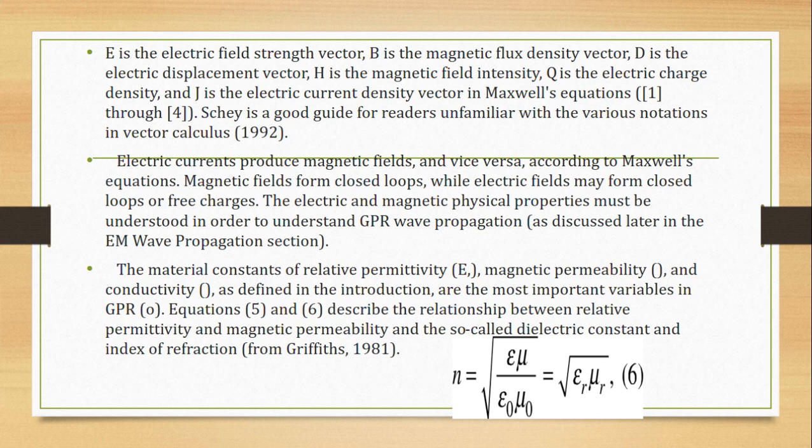The material constants of relative permittivity, magnetic permeability, and conductivity, as defined in the introduction, are the most important variables in GPR. Equations 5 and 6 describe the relationship between relative permittivity and magnetic permeability and the so-called dielectric constant and index of refraction.